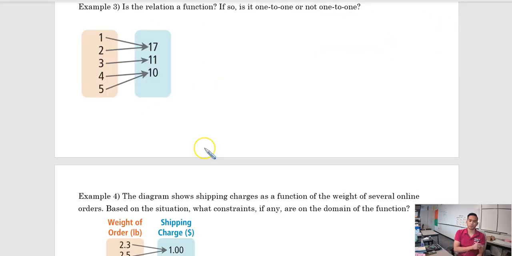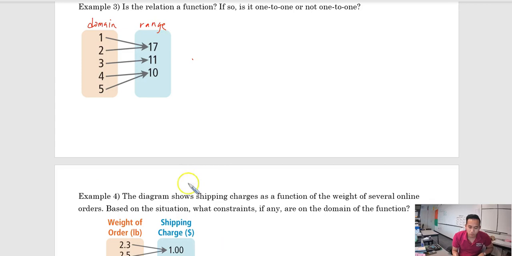Okay, so next, on our third example, they ask us, is the relation a function? If so, is it a one-to-one or not one-to-one? So we'll consider first if it is one-to-one or not one-to-one, and then let's answer if it is a function or not. So identify the input and the output, or the domain and the range. So these are the domain and these are the range.